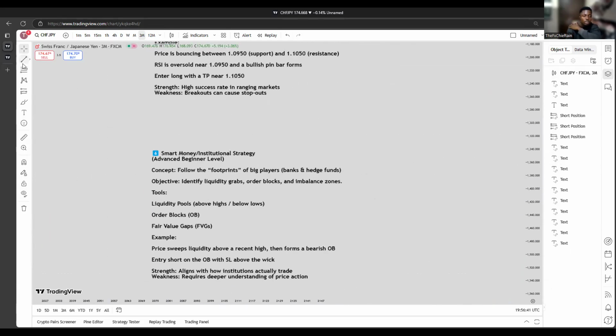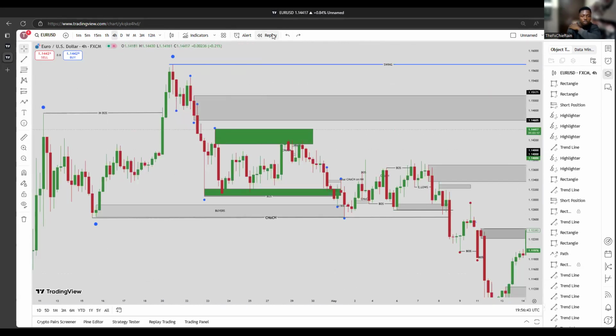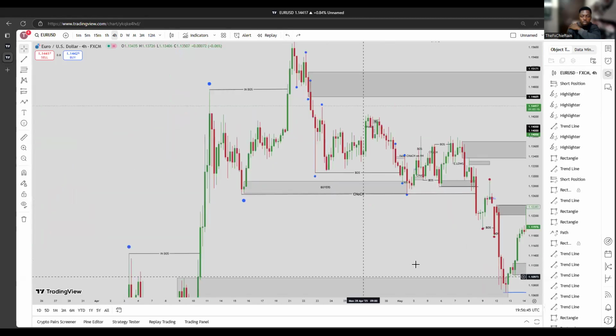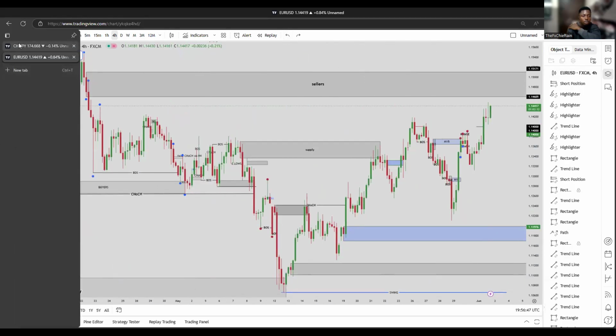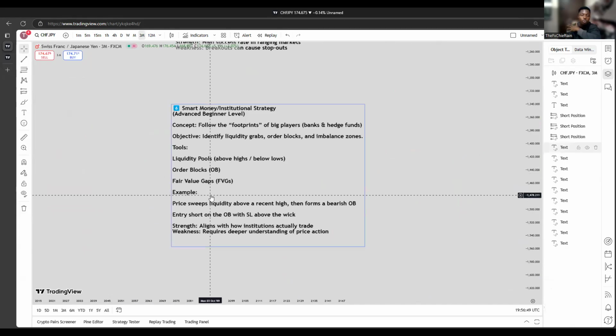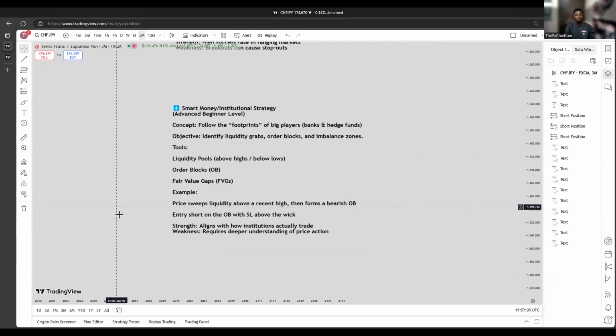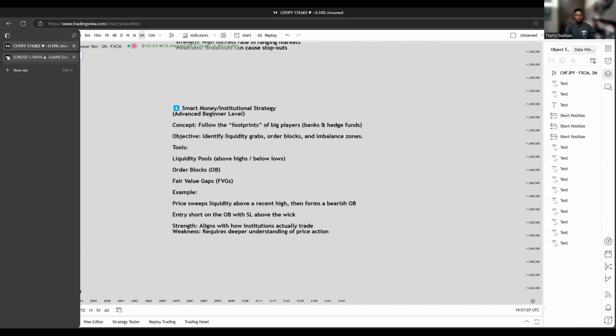All right, so number 6, the smart money concept. Let me just take this out so it's staying on screen. Number 6, the smart money concept. When you talk about the smart money concept, this concept follows the footprints of big players like the banks and the hedge funds. Also, you want to identify the liquidity grab, order blocks, and imbalance zones. So this is how we're going to work with it.